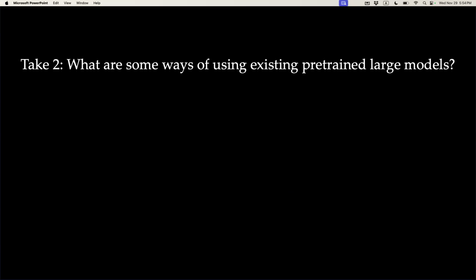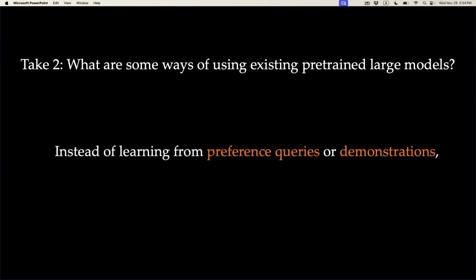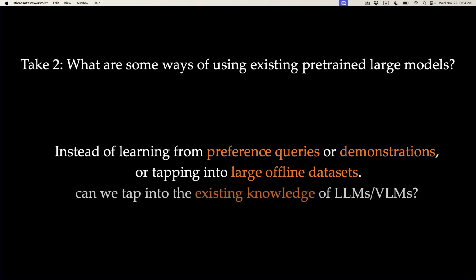The second take is, okay, foundation models exist. I don't want to go and build a robotics foundation model. That sounds really difficult. LLMs and VLMs exist, and there's a question of, can I use them in creative ways for robotics? So the idea is, instead of tapping into preference queries and demonstrations, or large offline datasets like robotics foundation models try to do, can I tap into existing knowledge of large language models and vision language models?